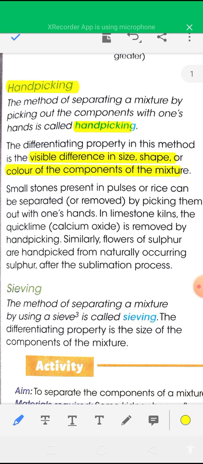Okay, so now see the second method of separation is sieving. What is sieving? The method of separating a mixture by using a sieve is called sieving. And what is the differentiating property in this method? The differentiating property in sieving is the size of the components of the mixture.